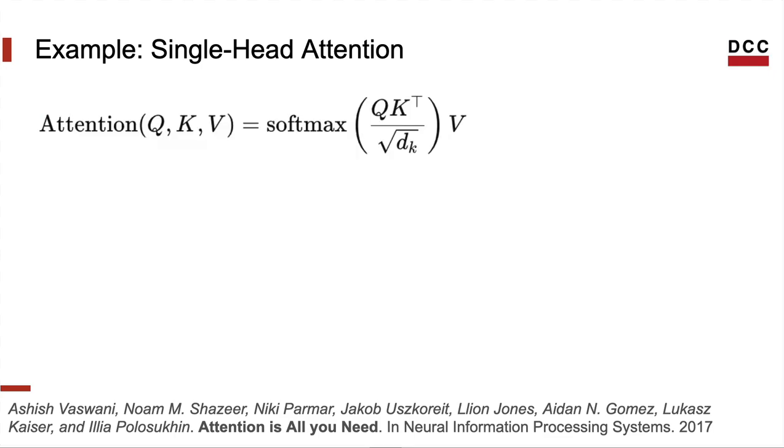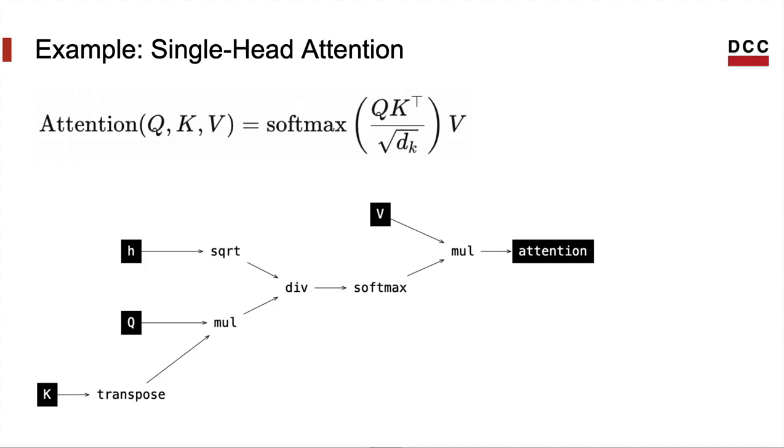The function is relatively simple. We can see its formula here. It involves two matrix multiplications plus transposition, scaling, and softmax. If we had to represent this operation as a computational graph, we would have something like this graph here, which receives as input three matrices. These are the matrices K, Q, and V.